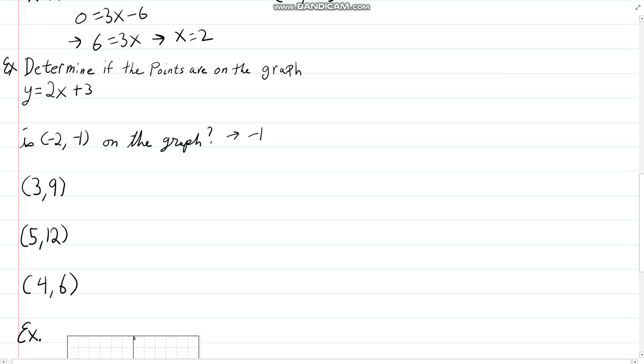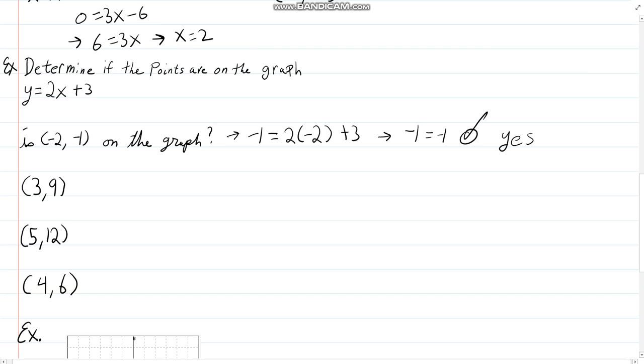So it's -1 for y equals 2 times -2 plus 3. Okay, so is this true? Well, 2 times -2 is -4, and -4 plus 3 is -1. So this means that -1 equals -1, and that's true. So yes, this is on the graph.